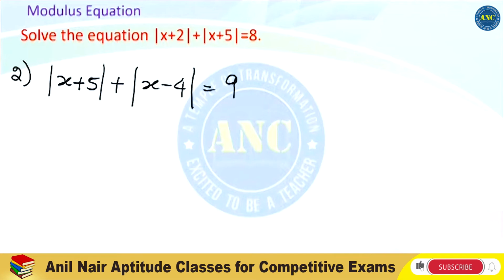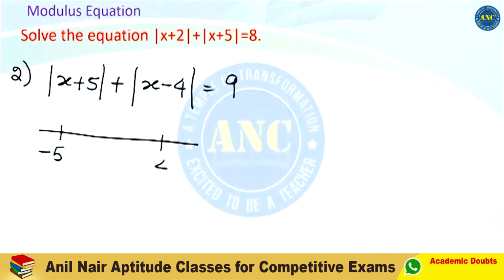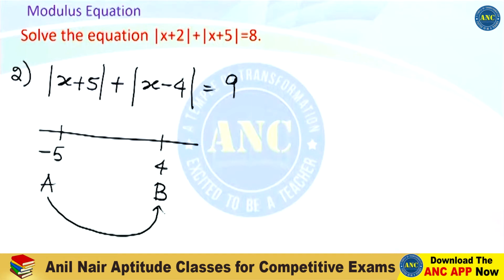Mod of x plus 5 plus mod of x minus 4 equals 9. x is at the point minus 5, and x is at the point 4. Now, let me call this person A and this person B. A will go to B, total covered: 9. B will go to A, total covered: 9.